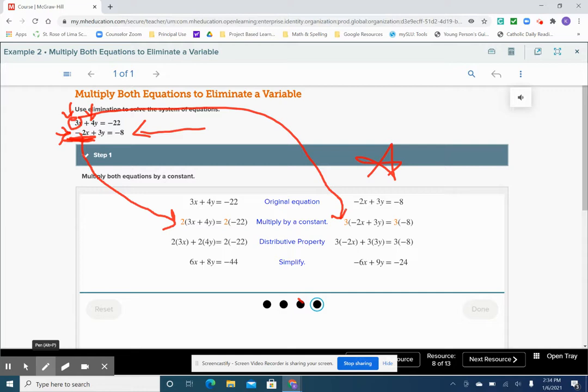Hopefully, if you're having trouble figuring this out, I want you to pause the video and really look at why they're doing stuff. So take 3 times negative 2, 3 times 3y, and 3 times negative 8. And then here's your new equation: negative 6x plus 9y equals 24. These are the 2 new equations that you're working with. And hopefully you notice that your x's are going to eliminate each other. So let's take a look at step 2 now.